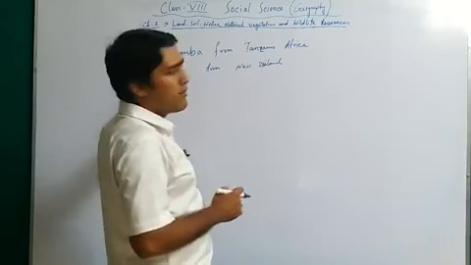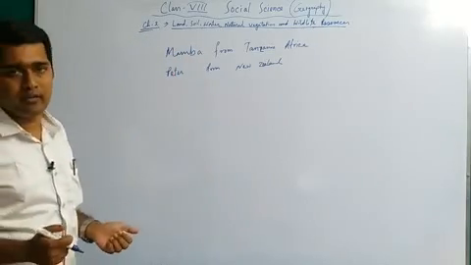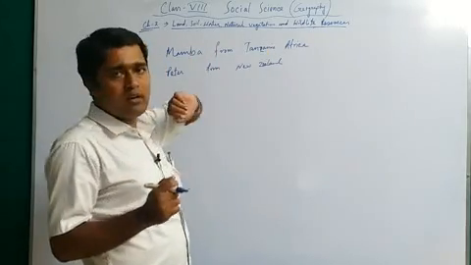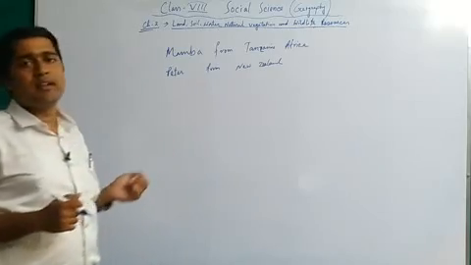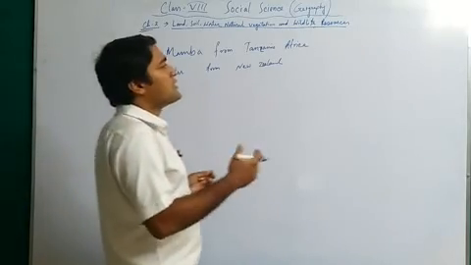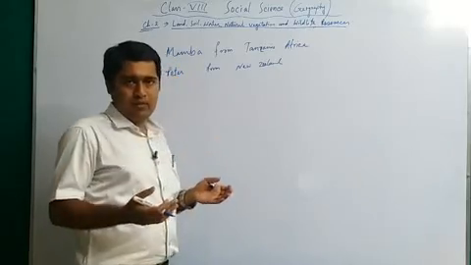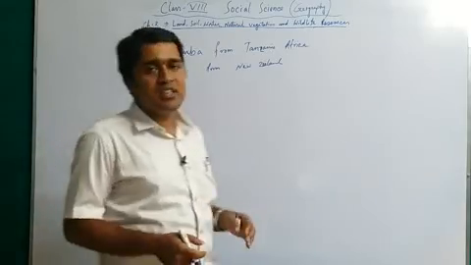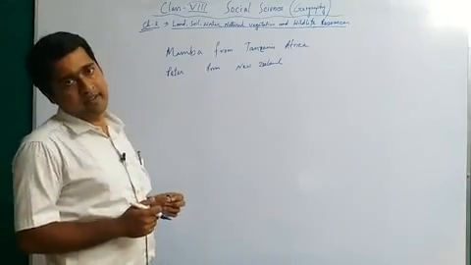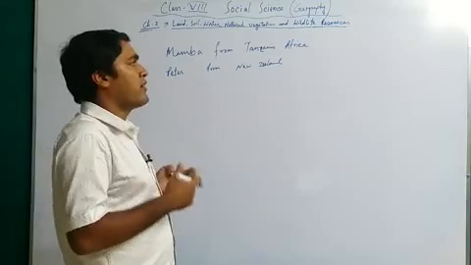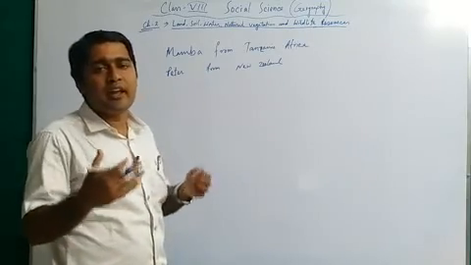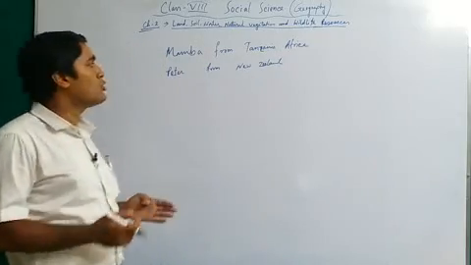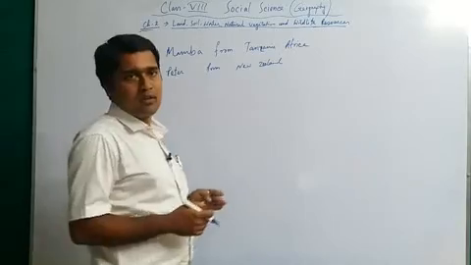Those boys and girls live in different parts of the world. Suppose Mamba lived in a small village in Tanzania in Africa. She helps her mother and also does some work for their home, and her father is also engaged in small agricultural activity, but her father does not produce enough food from the agricultural field. That's why their economic condition is very poor.